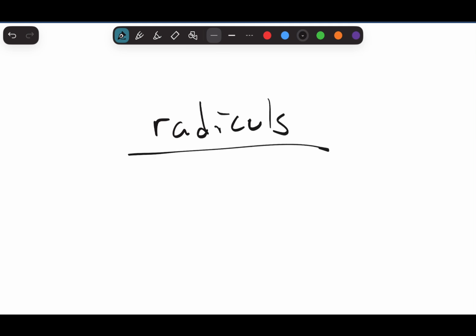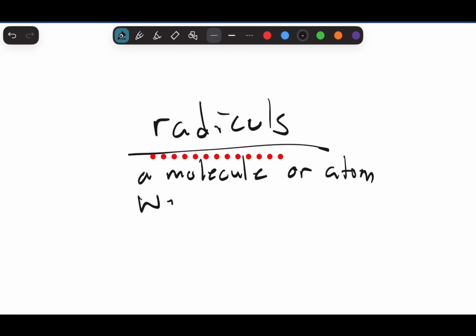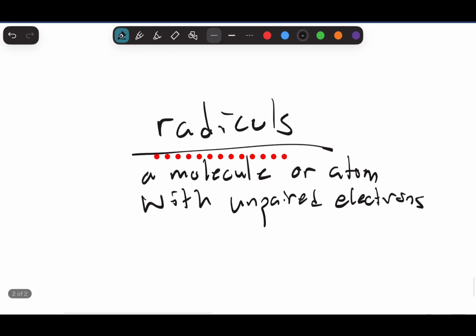And next is radicals. Radicals are, I guess, the most important thing. You can't really do much for Reactivity 3.3 if you don't know radicals. But they're really simple. The definition is a molecule or atom with unpaired electrons, and usually denoted with a dot on the side.